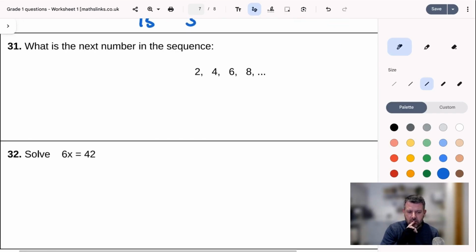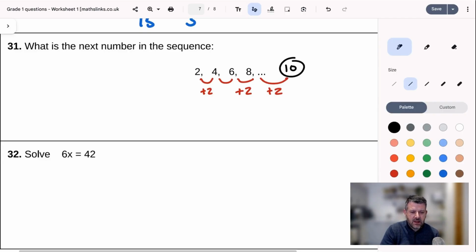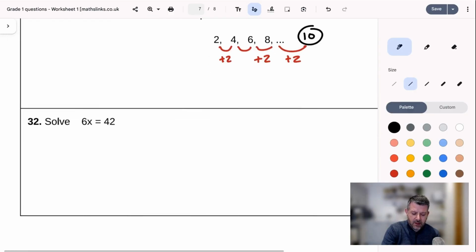Question 31 here, what's the next number in this sequence? With sequences, what we're always looking at is what it's going up in. This is quite a simple sequence. It's simply going up in 2 each time. So to find the next number, we're just going to add on 2, 8 add 2, 10. So that's the next number in the sequence there.